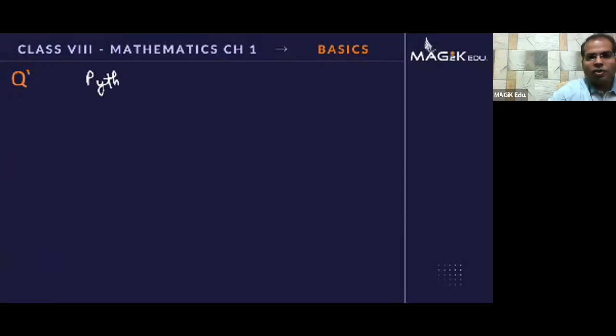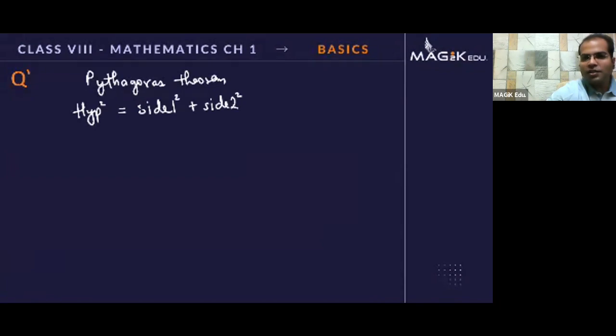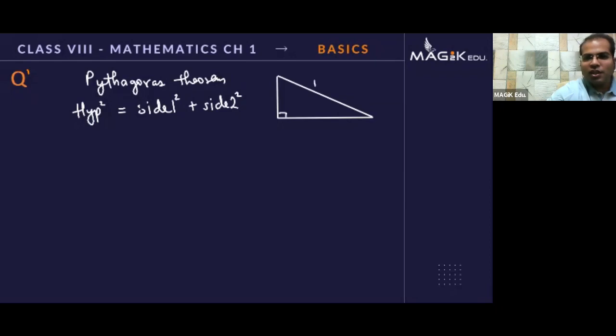What does the Pythagoras theorem say? Can someone tell me in chat, in comments? Pause करो और कमेंट में लिख दो. Great. It says hypotenuse square equals side 1 square plus side 2 square. And what kind of triangle did you use to make it? Yes, we make use of a right angled triangle. This is called the hypotenuse, side 1 and side 2. Okay, fabulous till here.